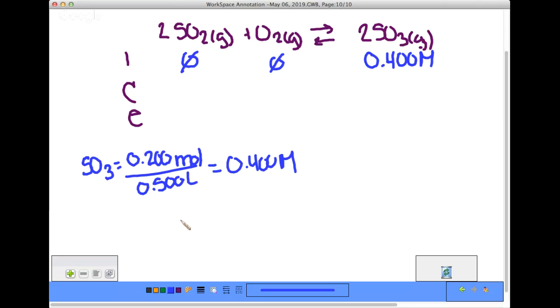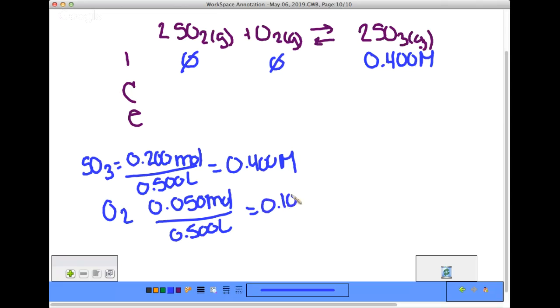Then we're told that the reaction has 0.05 moles of oxygen at equilibrium, in 0.500 liters. So we have 0.100 molar oxygen at equilibrium. Okay, so once we get to this point, this is what you want to think about: the reaction is going this way.